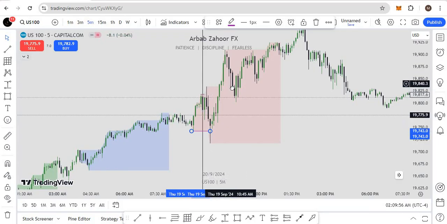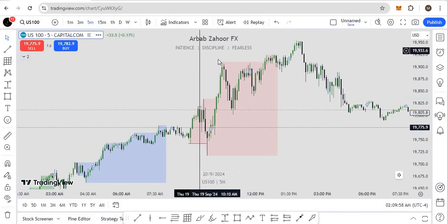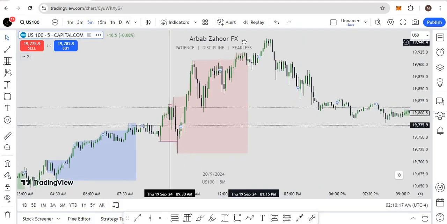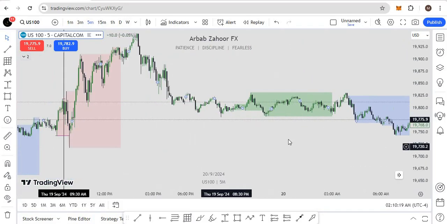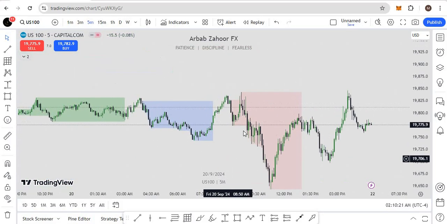So we have a micro structure shift. From this leg to this leg we have this equilibrium. We have this breaker block. We have this fair value gap. Wait for the price to come. What time frame? The macro time, 11 o'clock, and it reached till upside. Okay, and from there the market reverses. At what time? At the macro time. Okay, let's see the next day.